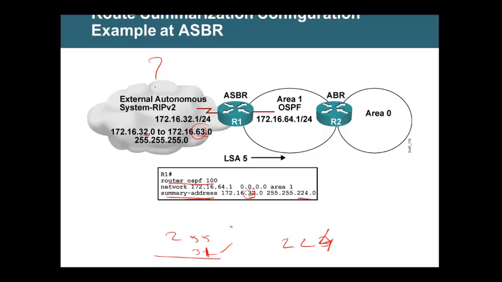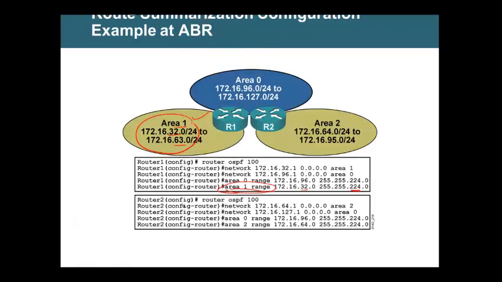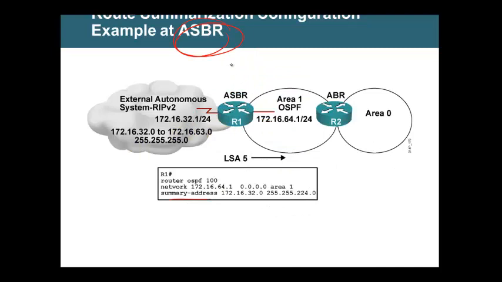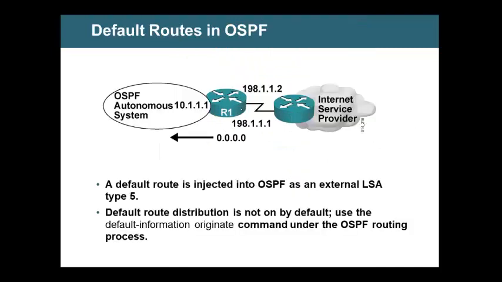See, for ASBR summarization, the command is summary address, whereas for ABR summarization, the command is area ID range.